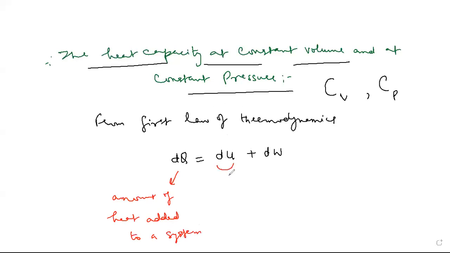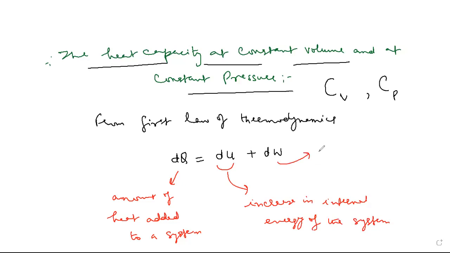du is change in internal energy, or since it is positive here, it is increase in internal energy of the system, and dw is amount of work done by the system on the surroundings.